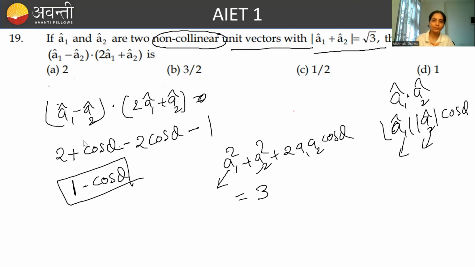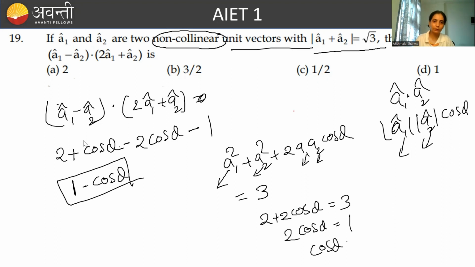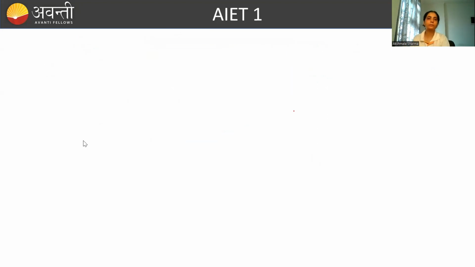This will become 1. This will become 1. तो 2 plus 2 cos theta equal to 3. So 2 cos theta is how much? 1. Cos theta is how much? 1/2. So 1 minus 1/2. Answer will be 1/2. ठीक है. So the correct answer is going to be done.